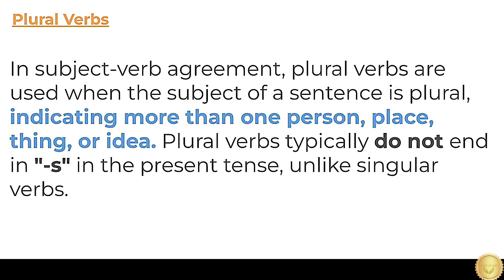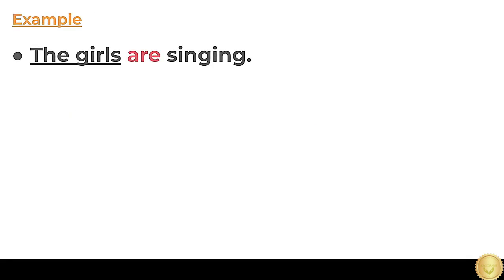Okay, so now let's dive into plural verbs. When the subject is plural, indicating more than one person, place, thing, or idea, then verbs become plural themselves. Plural verbs typically do not end in S in the present tense, unlike singular verbs. So we will have a look at this with some examples now.